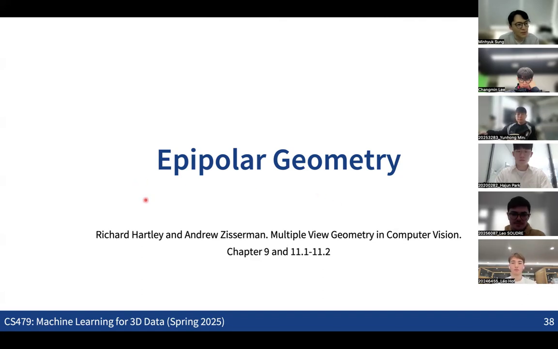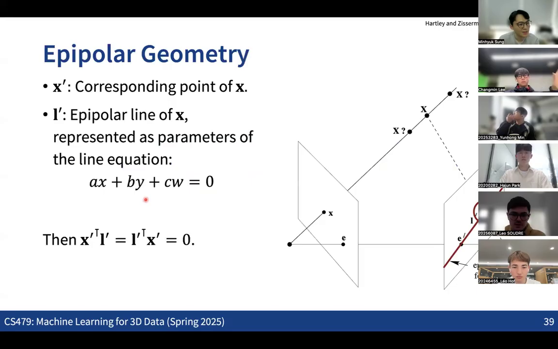So to talk about how we can calculate the relative camera pose from the 2D correspondence, I'm going to introduce some new terms. So please follow me in the next slides. There are some terms here, so let's think about that.